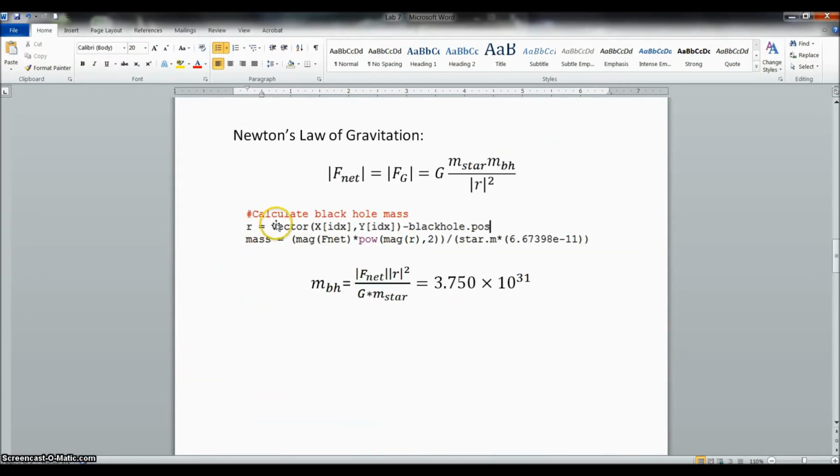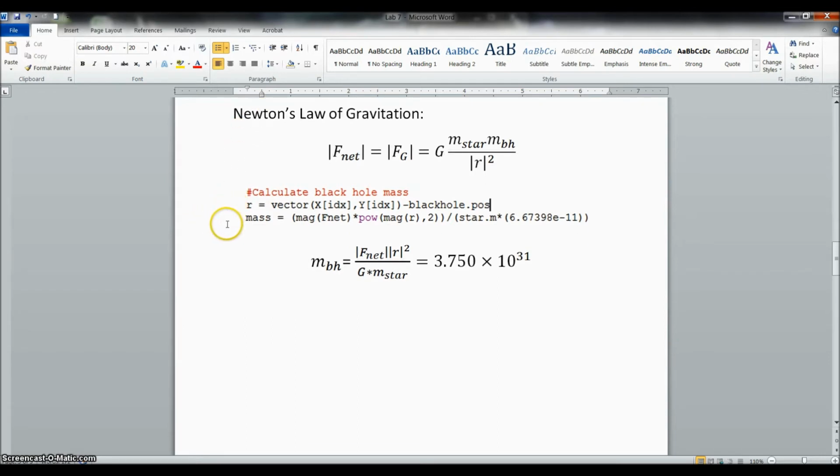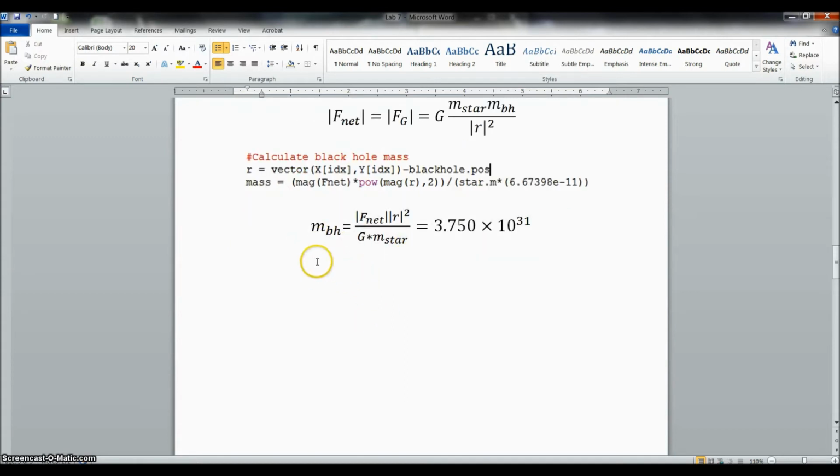Then using Newton's law of gravitation, I could calculate the mass of the black hole. The F net is equal to the magnitude of Fg, since gravity is the only thing acting on the star. And so we get Fg through Newton's law of gravitation. We get that Fg equals G, the gravitational constant, times the mass of the star, times the mass of the black hole, divided by the distance between them squared. And so then we calculate r as the difference between the position of the star and the black hole. Then we rearrange the terms of the equation to give us that the mass of the black hole equals F net times the distance squared over G times m star, which gives us 3.75 E31.